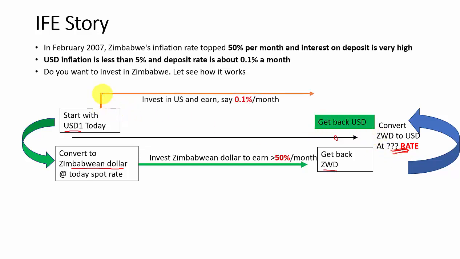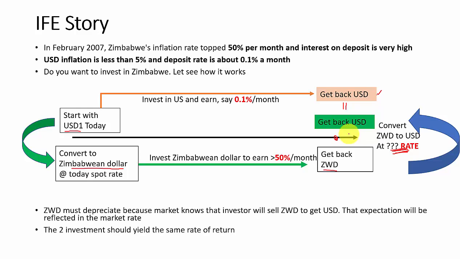That is one way to invest money. Another way is safer and simpler. You simply deposit in the US and earn 0.1% a month, and here you go, you get back US dollars at the end. Okay? So the international Fisher effect says that if those two investments have the same level of risk, the return should be the same. Okay?